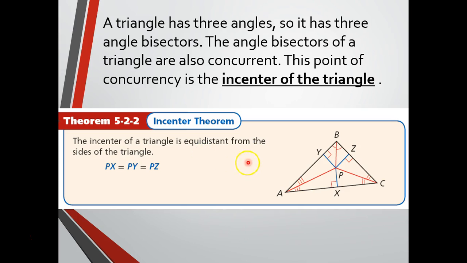Remember what equidistant means: from a point to a segment, we draw a line from that point perpendicular to that segment. That is the distance between a point and a line segment; you have to draw it perpendicular to that line segment. So all three of these distances from P are going to be equal to each other. That's what the incenter theorem is.